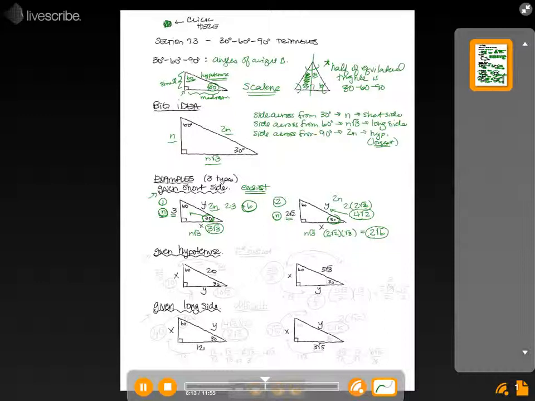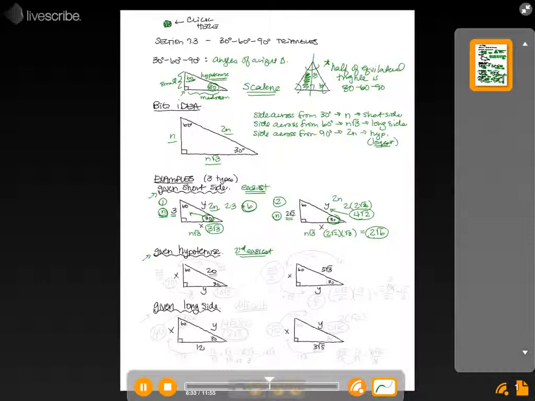The next set, these are when you're given the hypotenuse. This is the second easiest type. The first set where you're given the short side, those are the easiest because all you got to do is plug numbers in and multiply. This is the second easiest because there's 2 steps instead of 1.